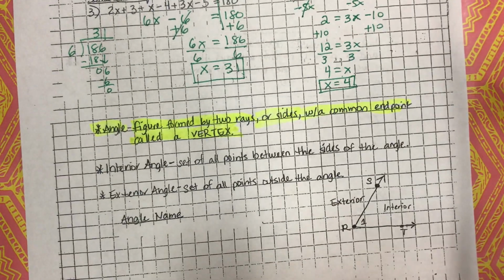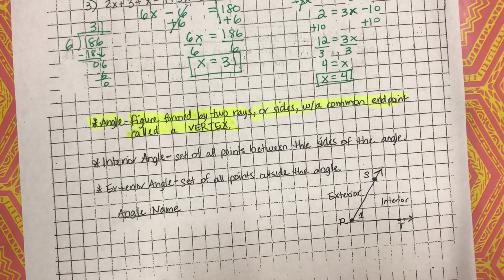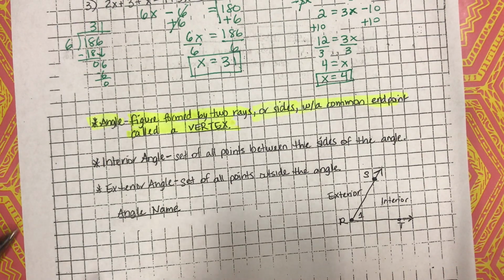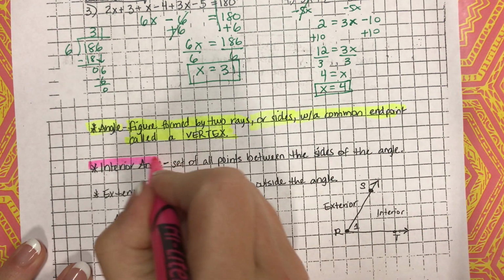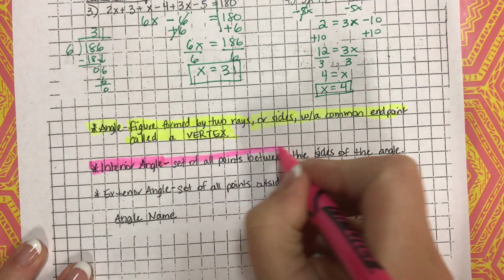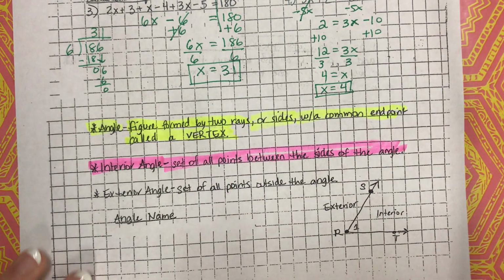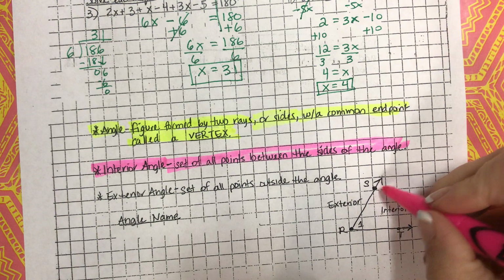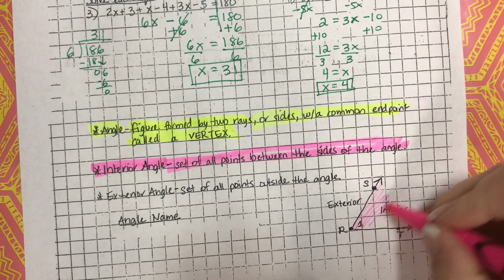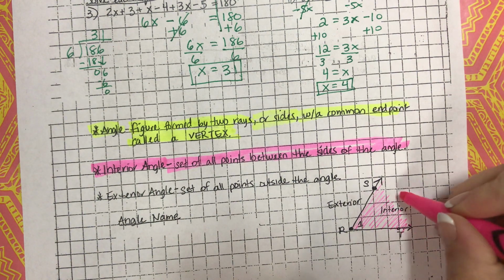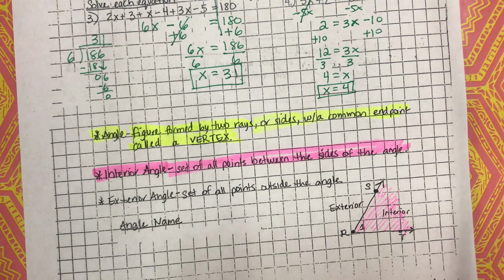Okay? Here we go. Here's another one. Interior angle. What an interior angle is, that is the set of all points between the sides of an angle. So the interior is the set of all points between the sides of an angle. If I was looking at this example over here, the interior would be everything inside. Any points inside this angle would be interior.